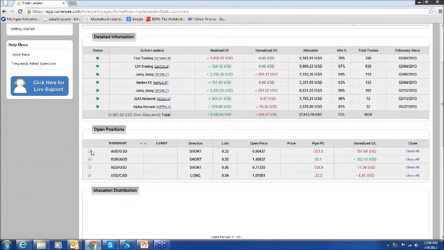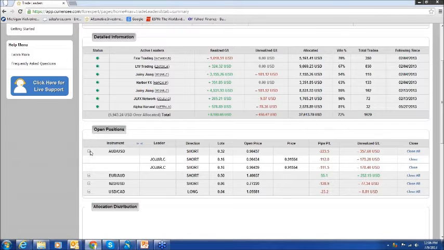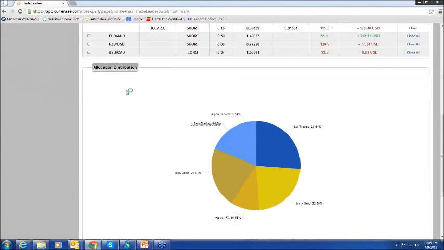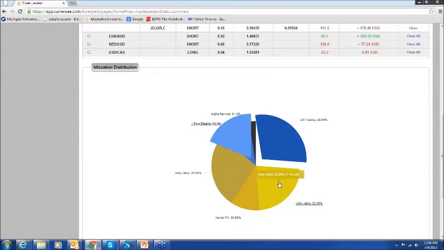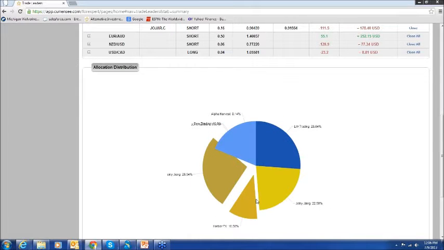This is our open positions feature. You will be able to see all the open positions currently active on your account. It'll show you the currency pair and the leader. Each of our trade leaders has its own ticker, so it'll identify which trade leader has that trade open, the direction of the trade, long or short, the lot size, the open price, the current price, and the total gain and loss on that particular trade from both a PIP and a dollar value perspective. And again, as an additional risk management tool, you have the ability to close trades individually or close all. On the bottom, a very simple allocation distribution chart shows how you've allocated your capital across the trade leaders of your choice.